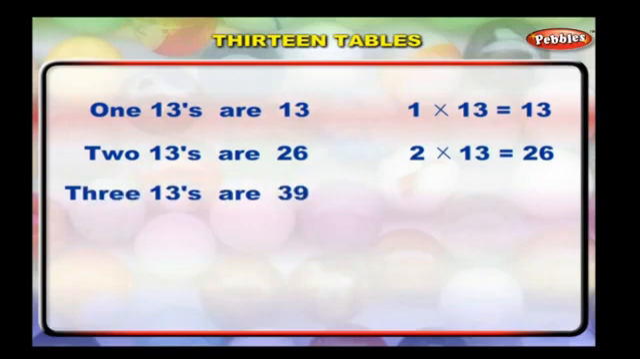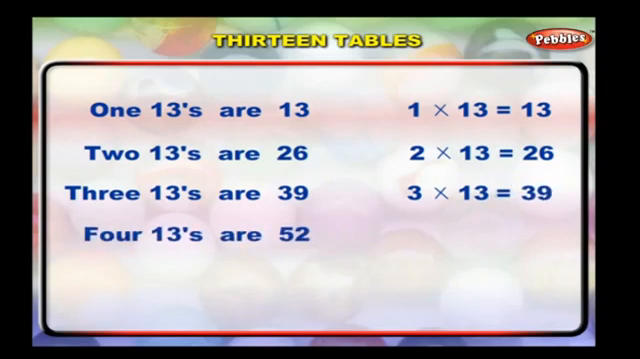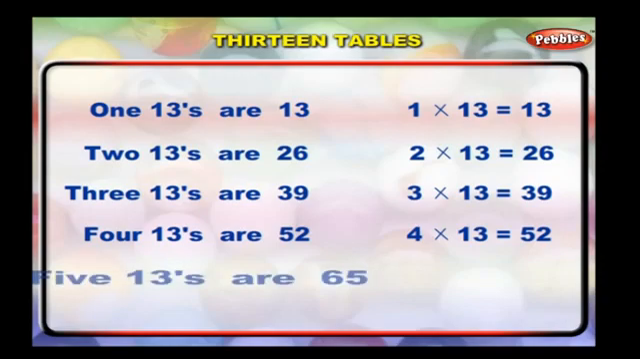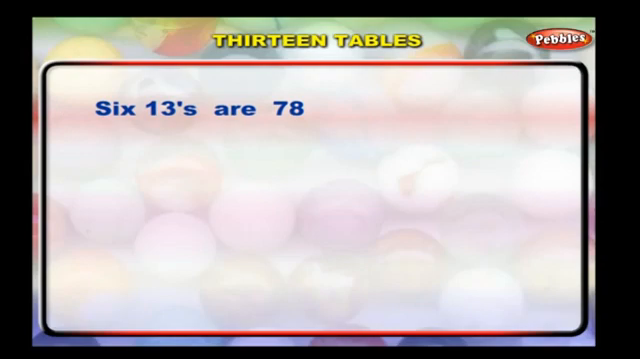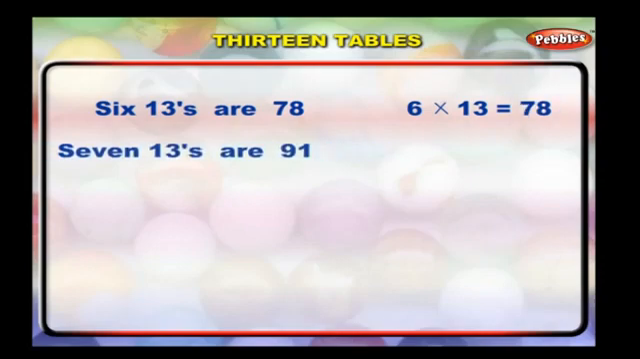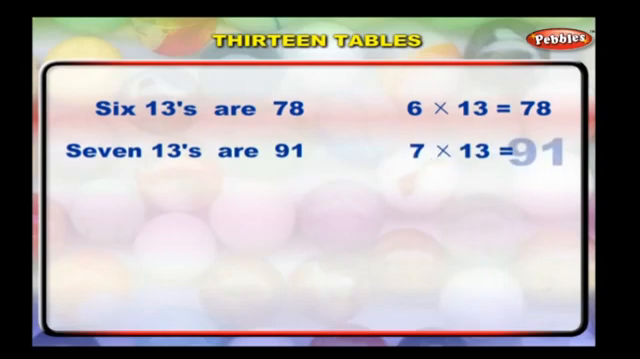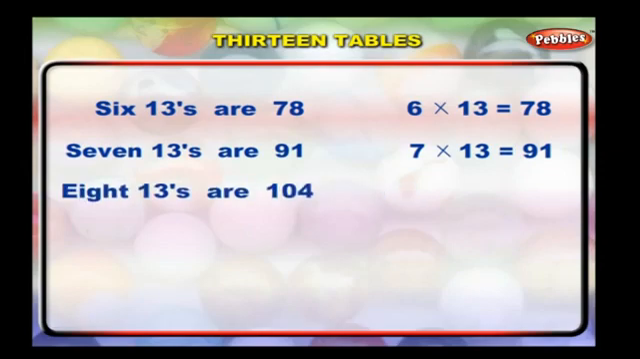3 13s are 39. 4 13s are 52. 5 13s are 65. 6 13s are 78. 7 13s are 91. 8 13s are 104.